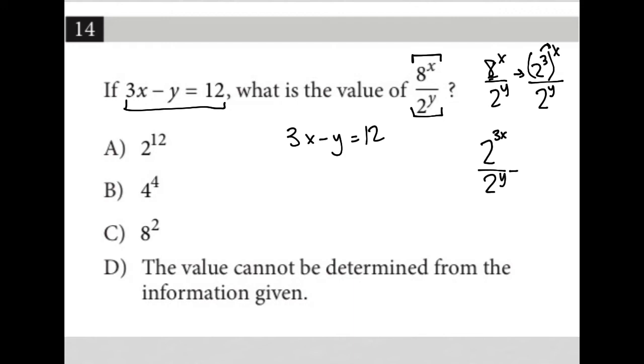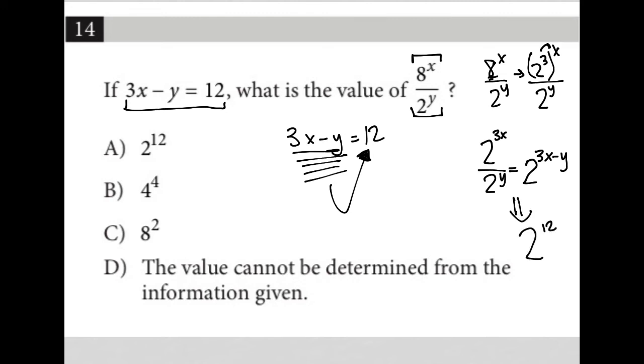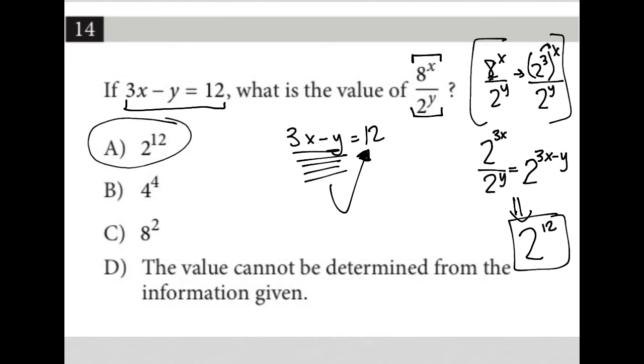To simplify this even further, whenever you have fractional exponents with the same base, you keep the base and you subtract the exponents, so 2 to the 3x minus y. And what do we know? 3x minus y, we know that that's equal to 12. The question tells us that that's equal to 12, which means this entire thing just becomes 2 to the 12th, right? So quite a bit of simplification, a little bit different than we see in the other questions, but nonetheless, this is a worthwhile simplification process to understand whenever you're dealing with variables in an exponent. So here our answer is choice A.